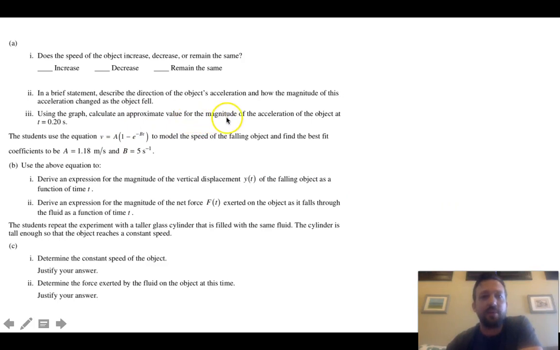It says calculate the magnitude of acceleration, so our answer was going to be 2. 2 meters per second squared, yeah? So my answer here is 2 meters per second squared.